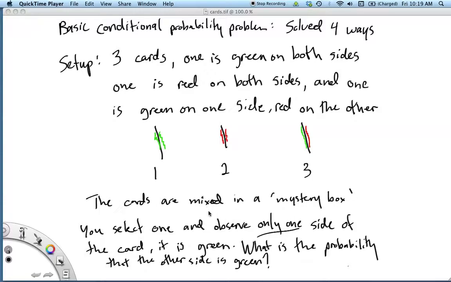And what you're going to do is select one of the cards, but you only get to observe one side of the card. So you pick the card and whatever side is up you get to see. Okay, you observe green. So the question is, what is the probability that the other side is green? If you just want to test whether you know how to solve this kind of problem, pause the video now, work through the problem, and see what answer you get.